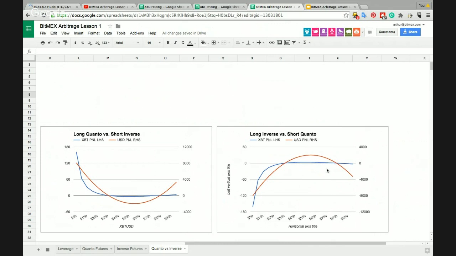On the other side of the coin, if we want to sell volatility, or go long inverse short quanto, we benefit when the market does not move in an extreme fashion. But if the market does trade outside of our break-even points, we stand to lose money in a non-linear fashion.